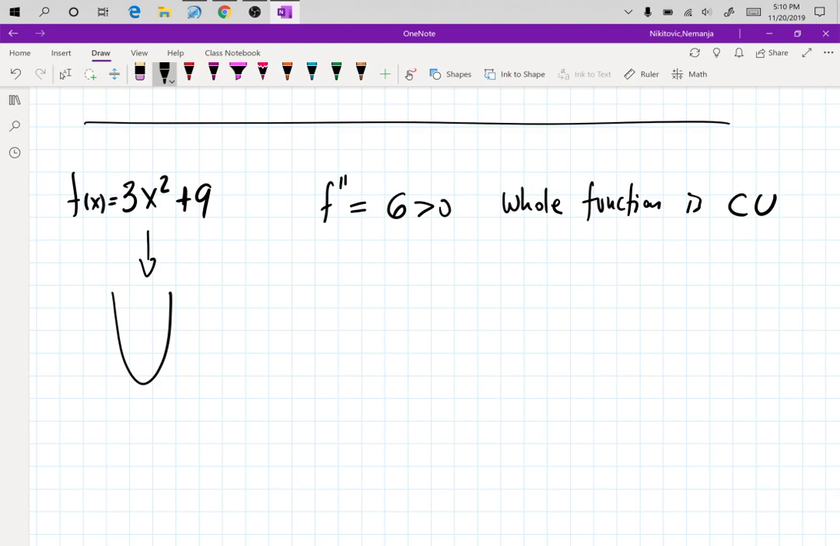Now, if it's a negative, it will be opening down and the second derivative would be negative, so the whole function is concave down. So yes, if you end up with either first or second derivative only having a number, then the whole function follows what that number is in comparison to 0, smaller or bigger.